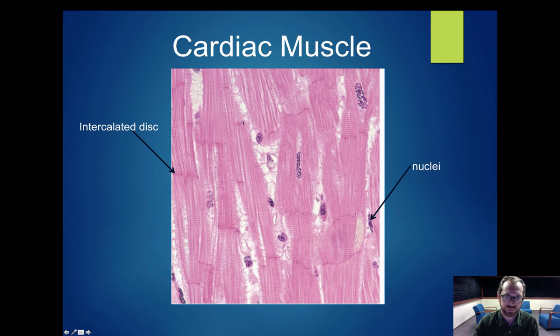This is pretty typical of an image that you might see on a practical quiz. A good question would be to identify this muscle tissue, and then a follow-up question would be to identify this feature, like an intercalated disc or a nucleus.